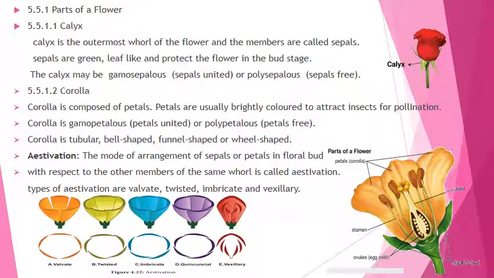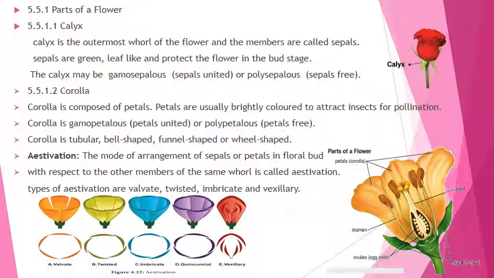The first one we discuss is calyx. What is the calyx? It is the outermost whorl of the flower and its members are called sepals. As you can see in the figure on the right side, the calyx is shown. These sepals are green, leaf-like and protect the flower in the bud stage. The calyx may be gamosepalous, that means the sepals are united with each other, or polysepalous, in which the sepals are free, means separated, as in the rose flower shown on your right side.